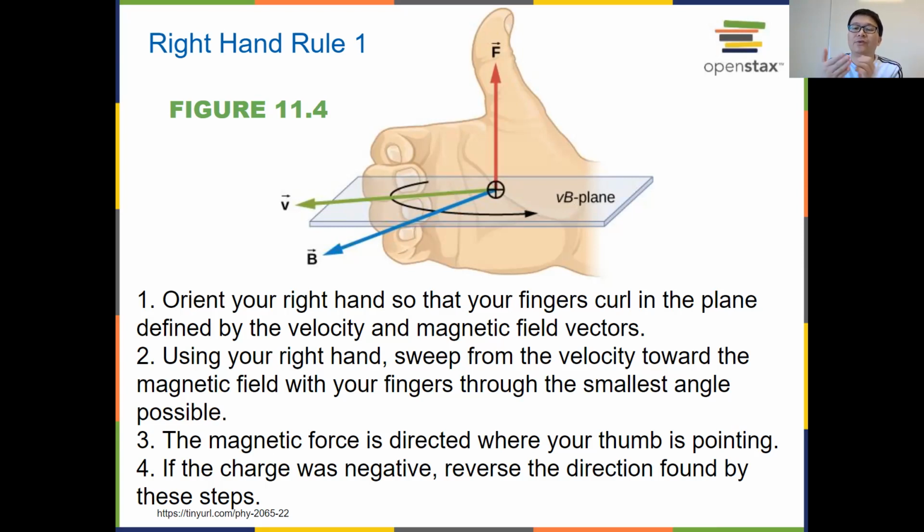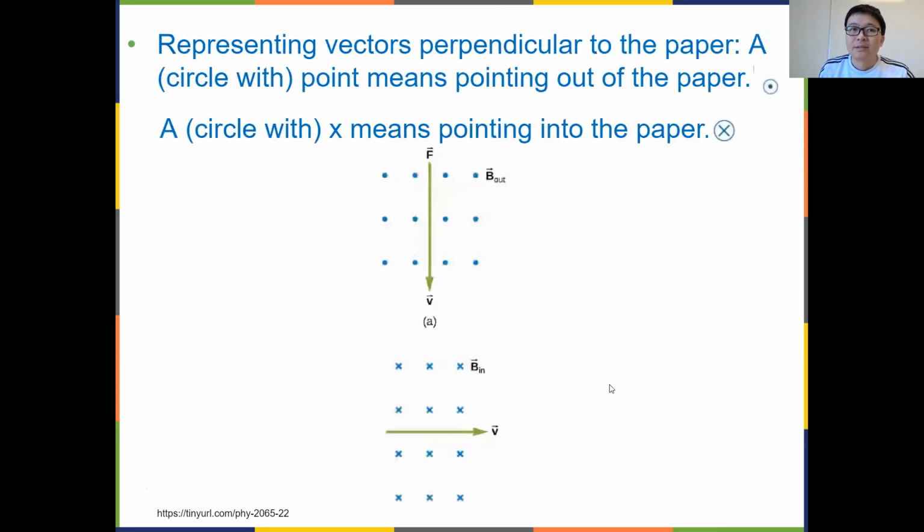So first, line your four fingers in the direction of the velocity of the charged particle, and then curve the fingers towards the magnetic field. Okay, and the thumb points in the direction of the magnetic force experienced by the positive charge. All right, so let's take a couple of practice problems here.